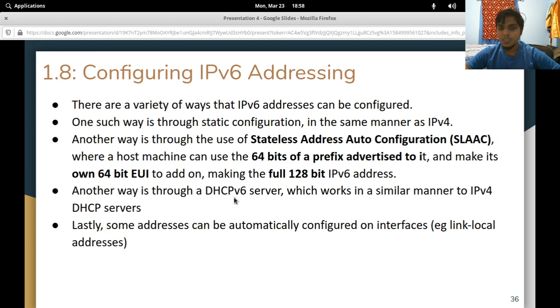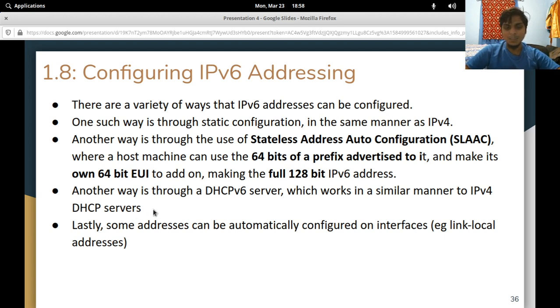Another way is through the DHCPv6 server, which works in a similar manner to IPv4 DHCP servers. We'll discuss DHCP servers a bit more in IP services, which is a later class. Basically, DHCP is a way to hand out addresses automatically. So you know, like when you come into class and you connect to the Wi-Fi network, you don't know which IP address is assigned to your laptop or to your phone. You have a special thing called a DHCP server that handles that whole process for you.